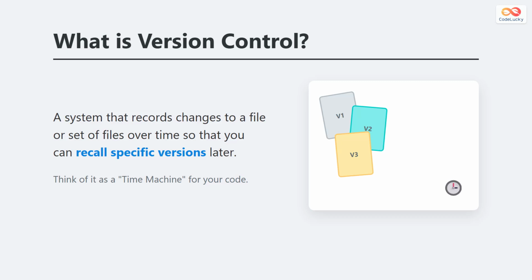First, let us quickly define what version control is. Imagine it as a time machine for your code. It records changes to a file or set of files over time, allowing you to recall specific versions later. If you make a mistake, you can simply revert to an earlier state. It is an essential tool for any developer, whether working alone or in a team.